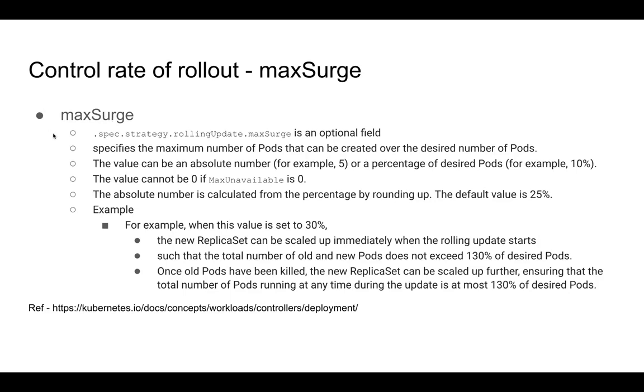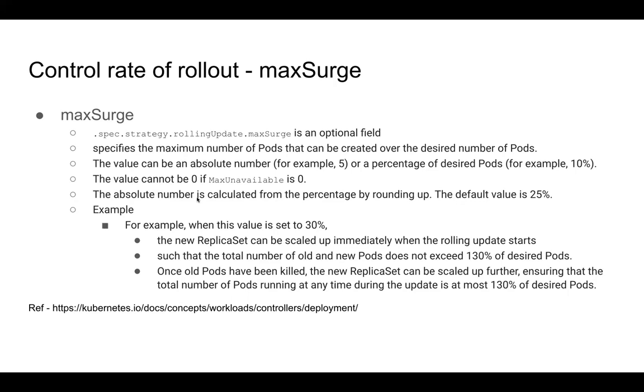This documentation I copy-pasted from this link. You can go into this link yourself and read in more detail. So maxSurge is a property in the deployment. It comes under spec, strategy, rollingUpdate, and maxSurge, and it's an optional field. It specifies the number of pods that can be created over the desired number of pods. The value can be an absolute number, for example 5, or a percentage of desired pods, for example 10%. The value cannot be 0 if maxUnavailable is 0.